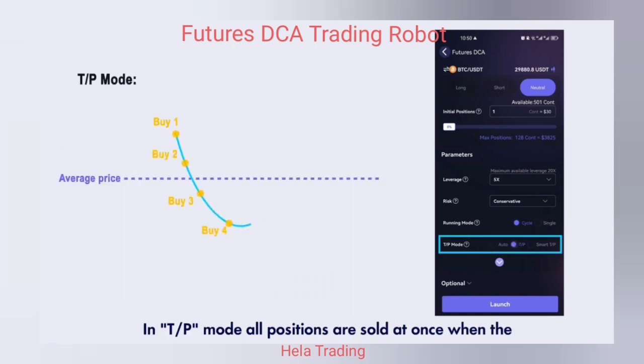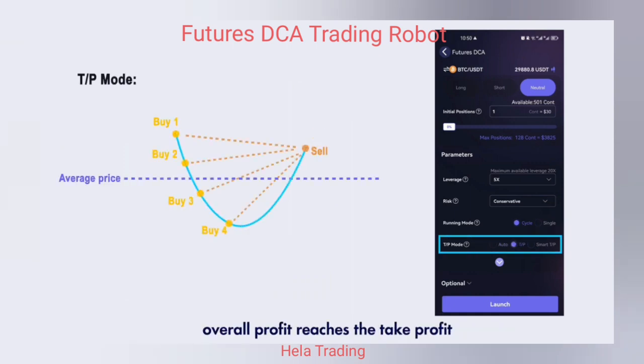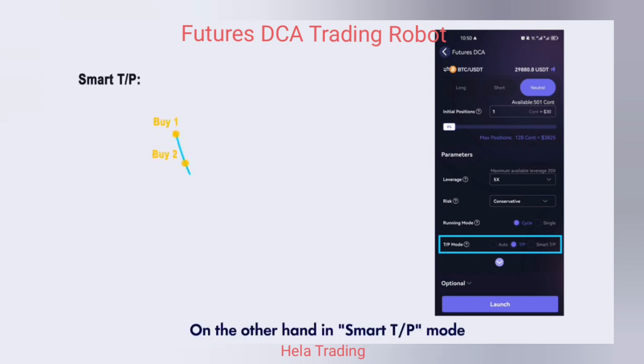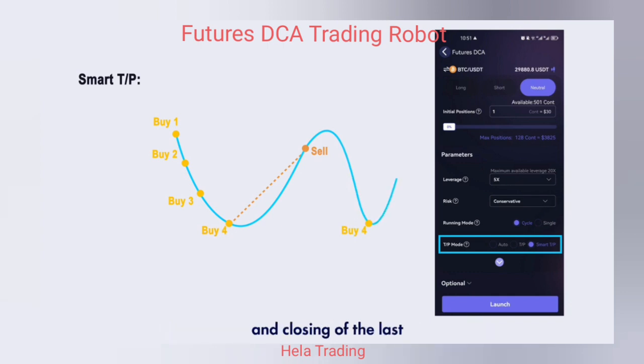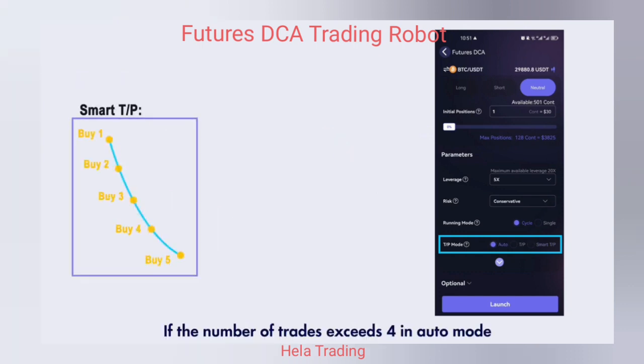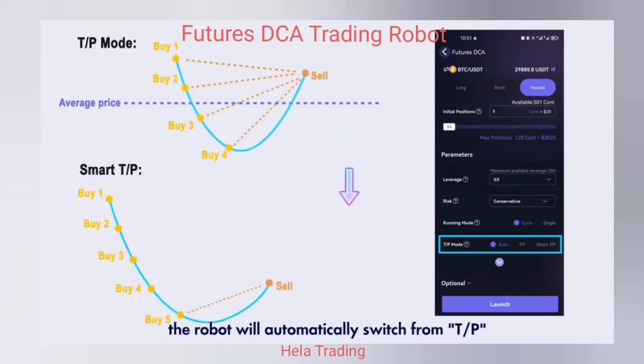In TP mode, all positions are sold at once when the overall profit reaches the take profit. On the other hand, in Smart TP mode, only the last order is sold when it reaches the take profit. When the price fluctuates around the last order, it presents an opportunity for repetitive opening and closing of the last order to ensure continuous gains in the oscillating market. If the number of trades exceeds 4 in auto mode, the robot will automatically switch from TP to Smart TP.